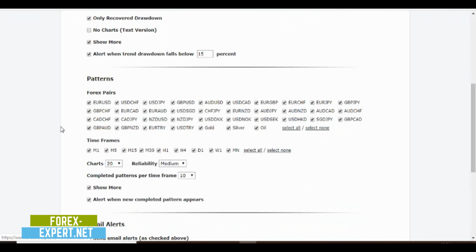Same story for patterns. When you come here on patterns, pay attention to this voice reliability. I selected medium, so I receive a good amount of signals every day, but I have to filter them.